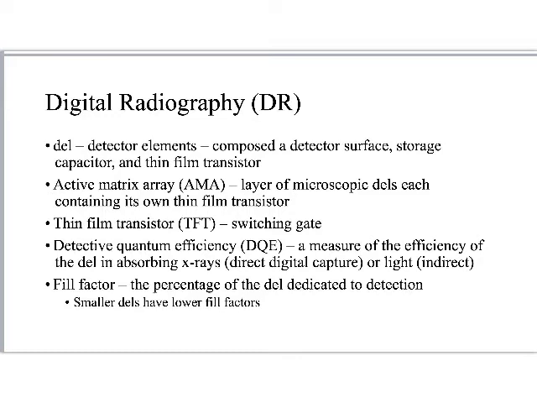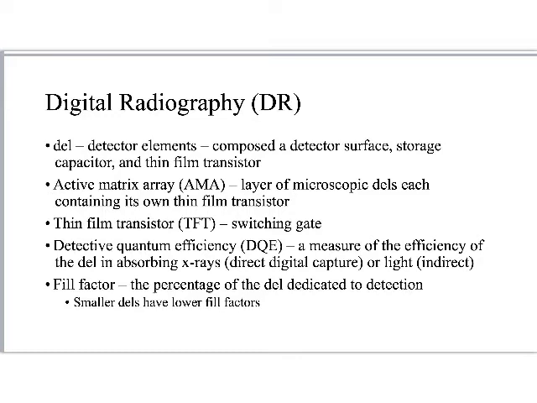That means this is an actual element. You can see it. It's very, very small. It's like a microchip. It has three parts to it that are important for us: a detector surface, a storage capacitor, and some kind of thin film transistor. Now, the matrix of all of these DELs lined up in order to receive information, we'll call an active matrix array.